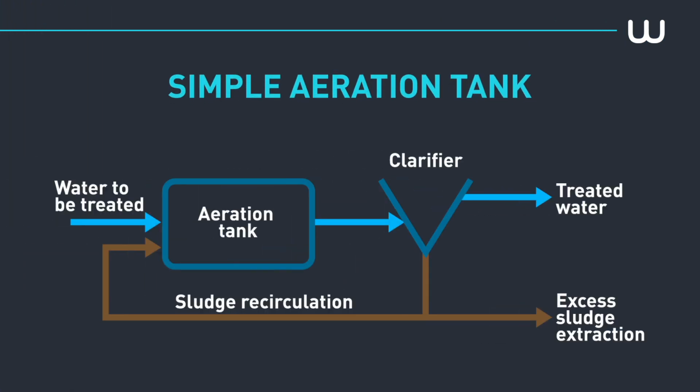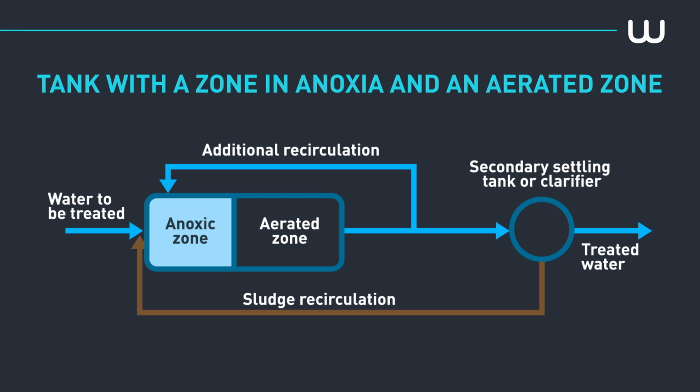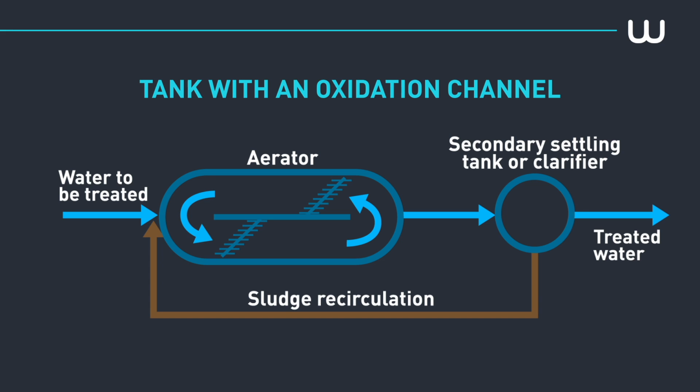Different types of activated sludge tanks exist. These are a simple aeration tank, a tank with a zone in anoxia and an aerated zone, and a tank with an oxidation channel. A zone in anoxia is a zone where there is no molecular oxygen.